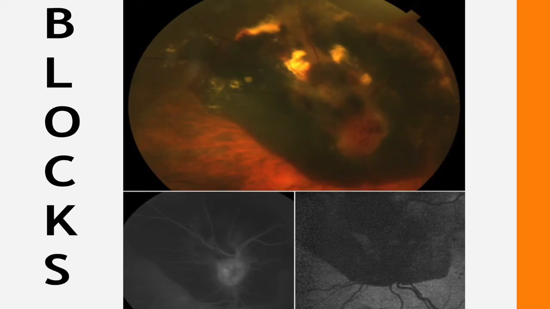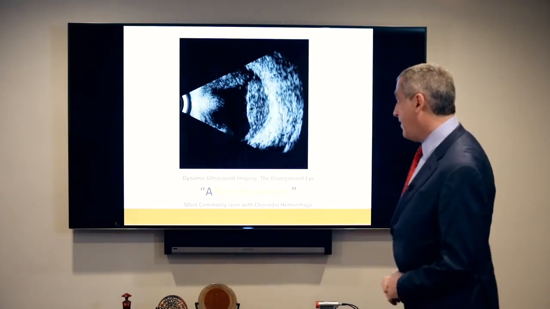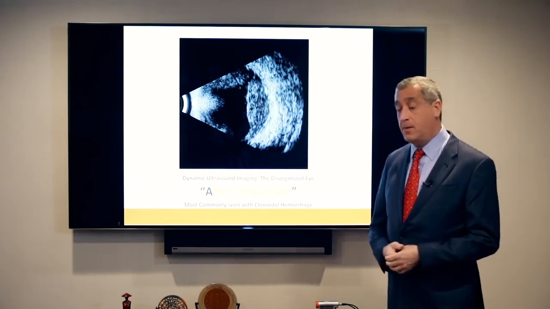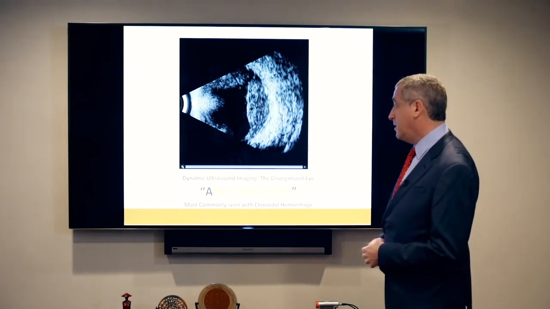And here's the other end of the spectrum. This is a giant choroidal hemorrhage circling the optic nerve. Again, blackout on fluorescein angiography, early and late. So let's look at after movement. After movement is a very specific finding on ultrasound.